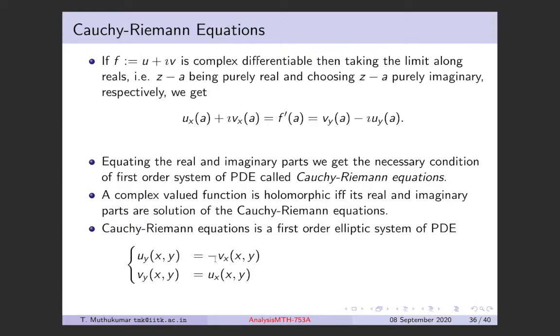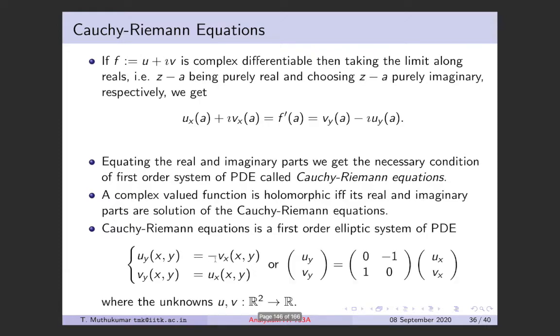Now this we can rewrite, just for convenience, in a better way. So this can be seen like this. This system of PDE is precisely the y partial derivative of the vector (u, v) equal to this matrix acting on the x partial derivative of the vector (u, v).